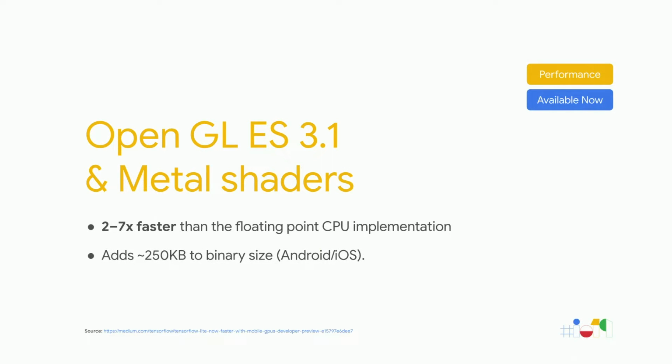So the other thing we've done is we released the GPU acceleration ops using OpenGL ES 3.1 for Android and Metal shaders for iOS. So this will give you a 2 to 7x speed up in comparison to floating point on the CPU, but it does add a tiny bit more to your binary size.